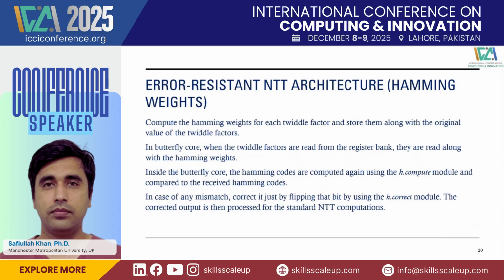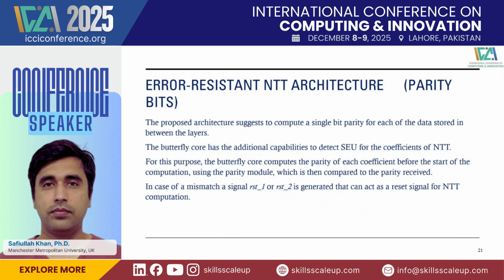So the butterfly core, which computes the NTT, runs the same way, and inside the butterfly core, the Hamming codes are computed again and compared with the Hamming code that is received. If there is a bit flip, definitely they will not be the same, and the corrected output is then processed to the standard NTT computations again.